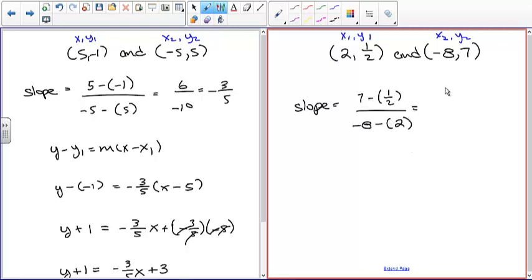So 7/2 minus 1/2 is 6.5, which is going to be 13/2. And negative 8 minus 2 is negative 10. Now we've got to simplify this down. One way to do this is to make this into a fraction. So negative 10 is the same as negative 10 over 1, and then you change the division problem into a multiplication problem. And you can see that would simplify down to 5.